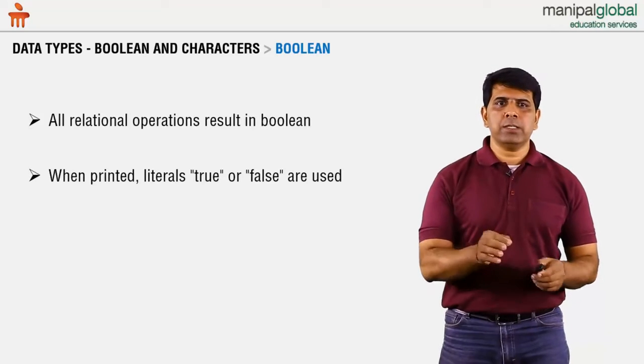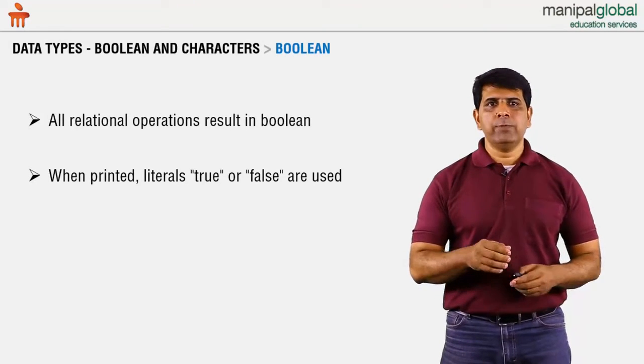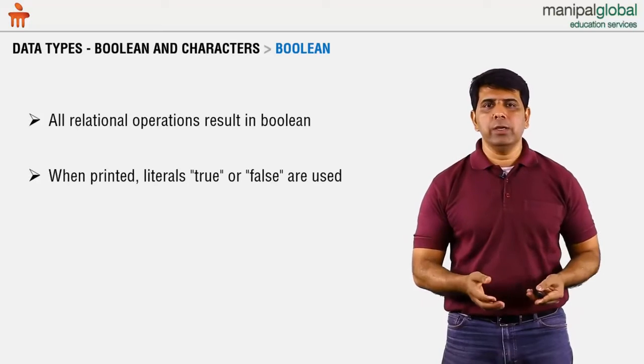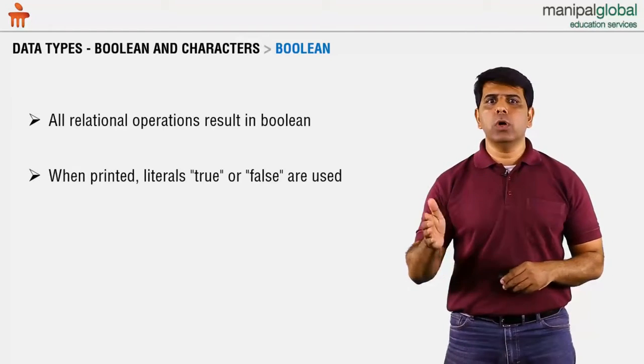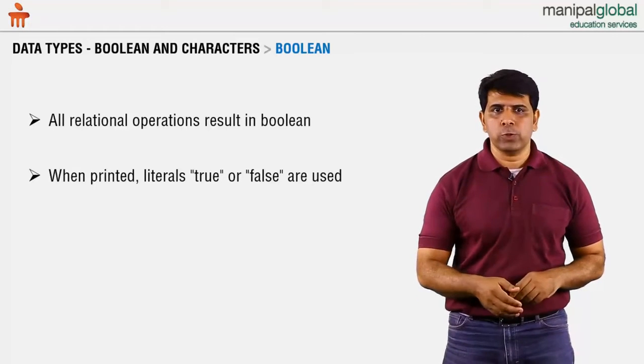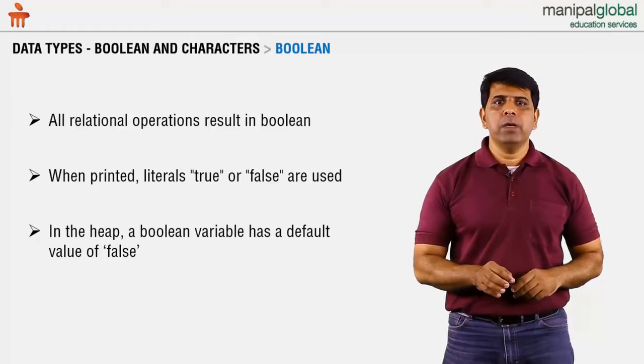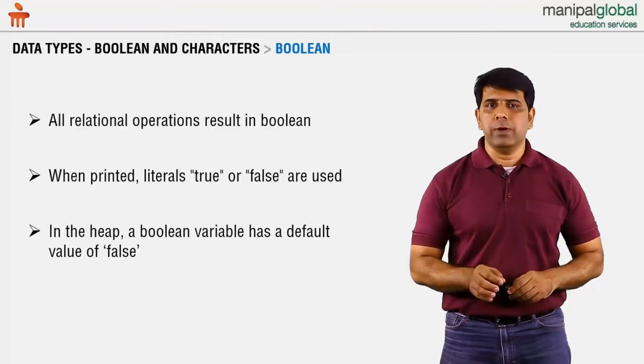If you're trying to print a Boolean variable, or assign it to a string, or add it to a string, the literals true or false are going to be used. Now in the heap, a Boolean variable has a default value of false.